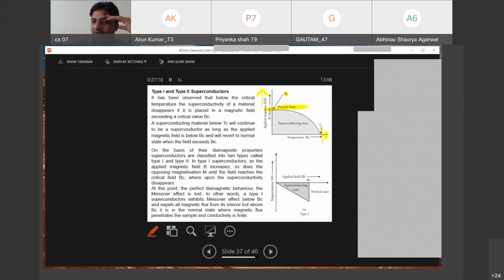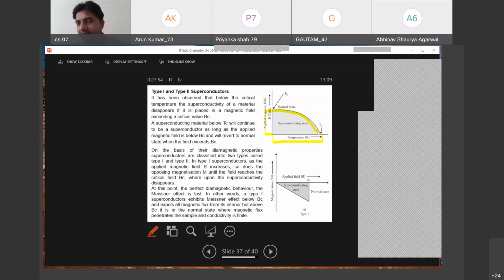So for the superconducting state, the applied magnetic field should be below the critical magnetic field, here, and the temperature should be below the critical temperature. So only under these conditions will your metal behave like a superconductor. Your magnetic field and temperature should be in this range, below TC and below BC. Only then will your metal behave like a superconductor.